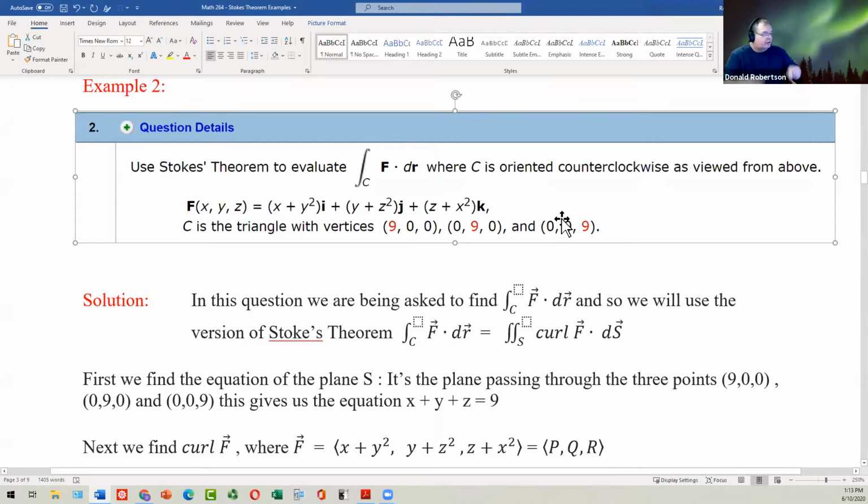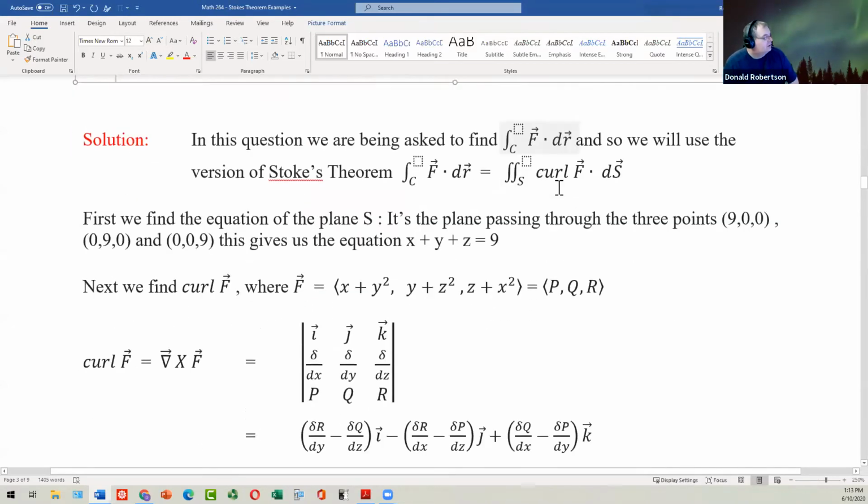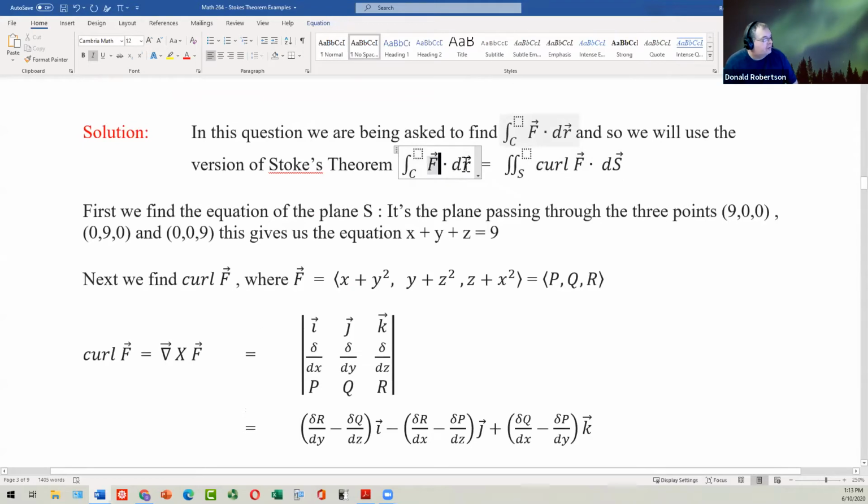If you imagine drawing that triangle in 3D space, it would be a little triangle wedged in the corner of the XYZ axes, right? Up at 9, down at 9, across at 9. You imagine that little triangle? That's what C would be, the outside of that triangle. So according to Stokes' theorem, if you want to find this line integral, you can find this surface integral here.